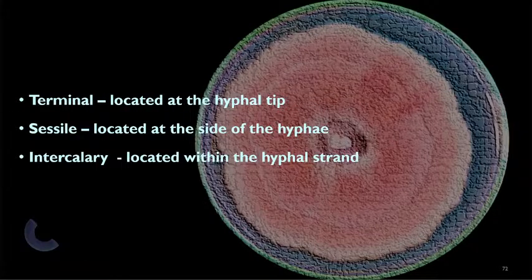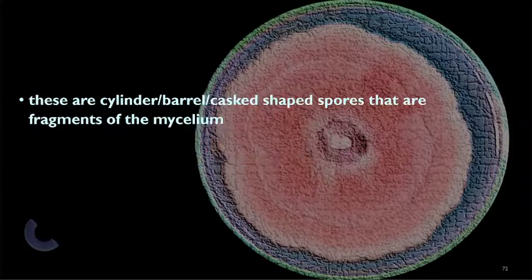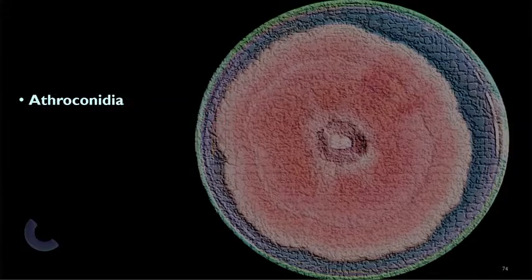Now, let's move on to the cylindrical or the barrel or cask-shaped spores that are fragments of mycelium. These are arthroconidia. From the term itself, arthro means they are jointed. It's easy to differentiate them from other forms of conidia because they are jointed. They easily break off, right? They are not like the other conidia that is oftentimes seen attached to the whole hyphal strand. Now, let's look at the laboratory techniques.